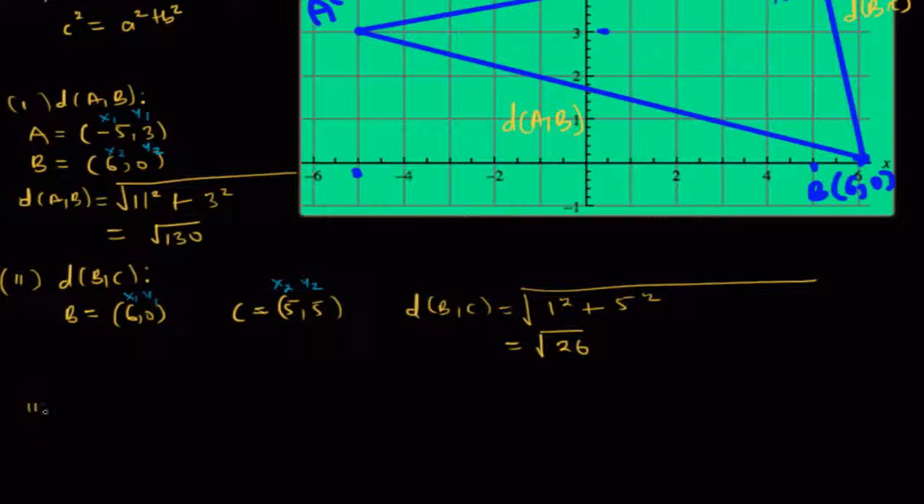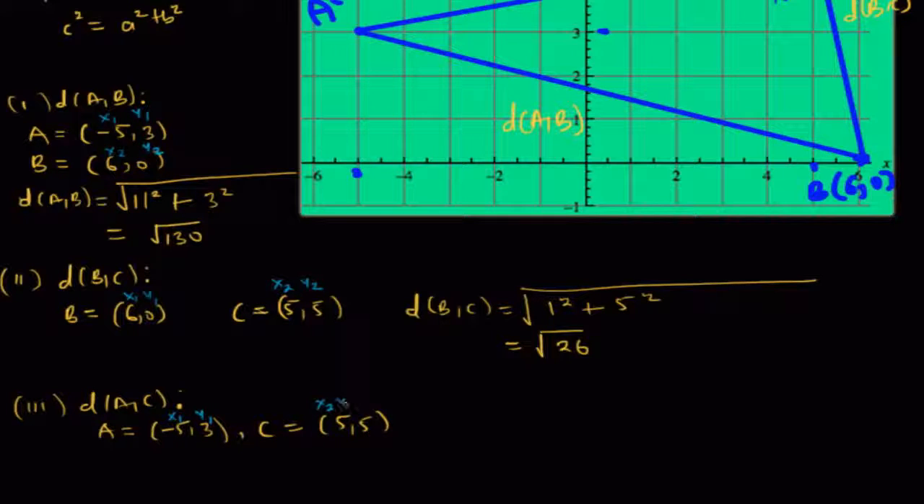So lastly, we'll find the distance between A and C. To find that, I need to know the coordinates of A, which we're given to be negative 5, 3, and the coordinates of C, which we're given to be 5, 5. To find the distance, the first thing you do as usual is to label the coordinates: x1, y1, x2, y2. And then after labeling them, we can use the distance formula.